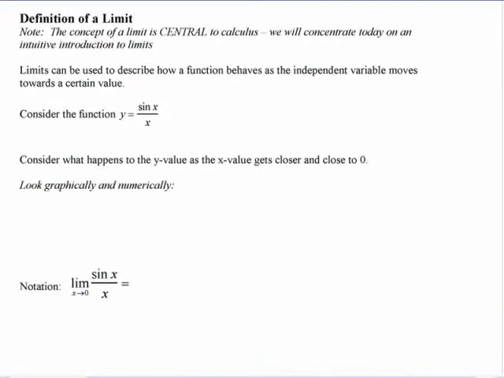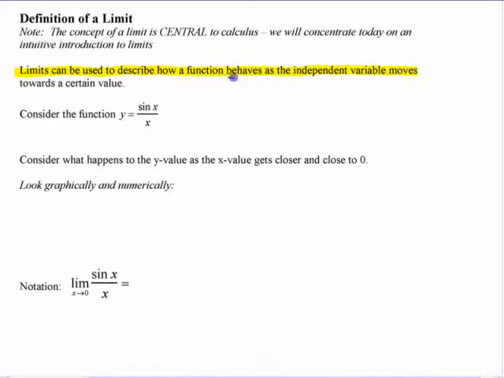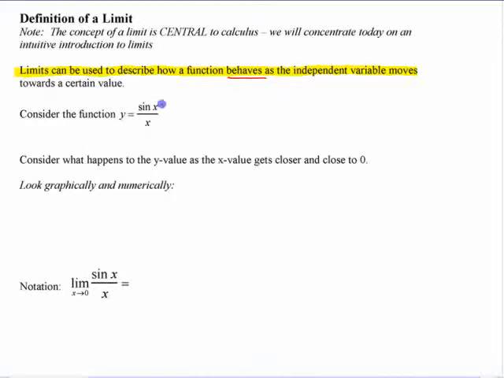Definition of a limit. When you talk about a limit of a function, it's how a function behaves as the variable moves towards a certain value, from one side or the other, or from both sides. I know it's hard to think about how functions behave. We're going to look at this function.